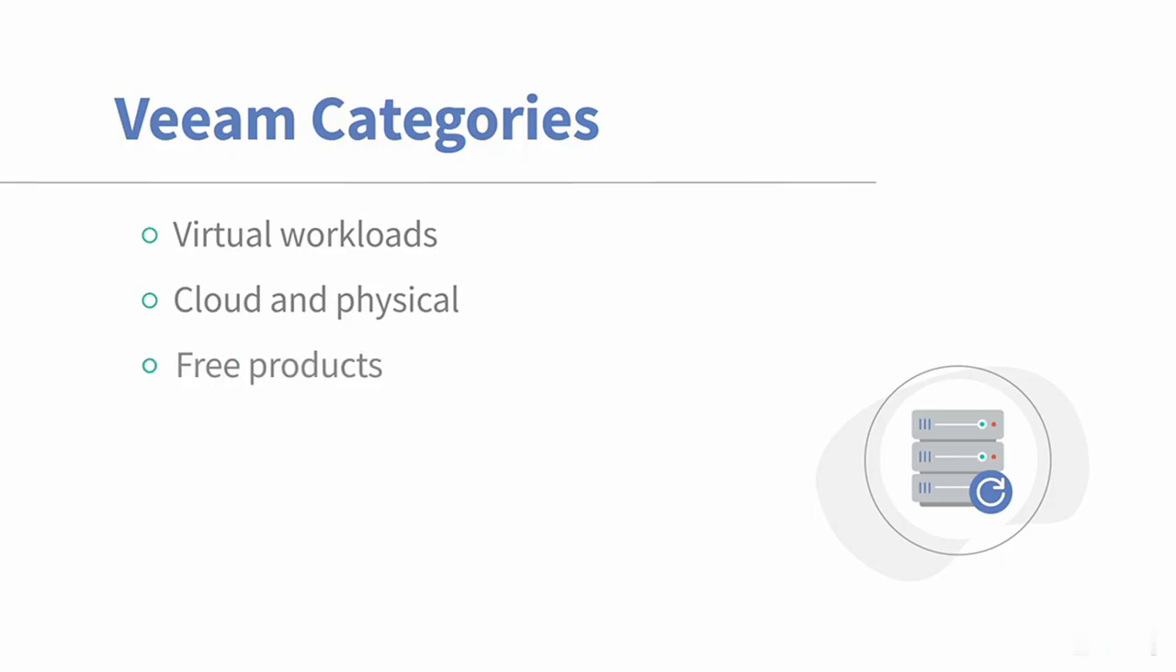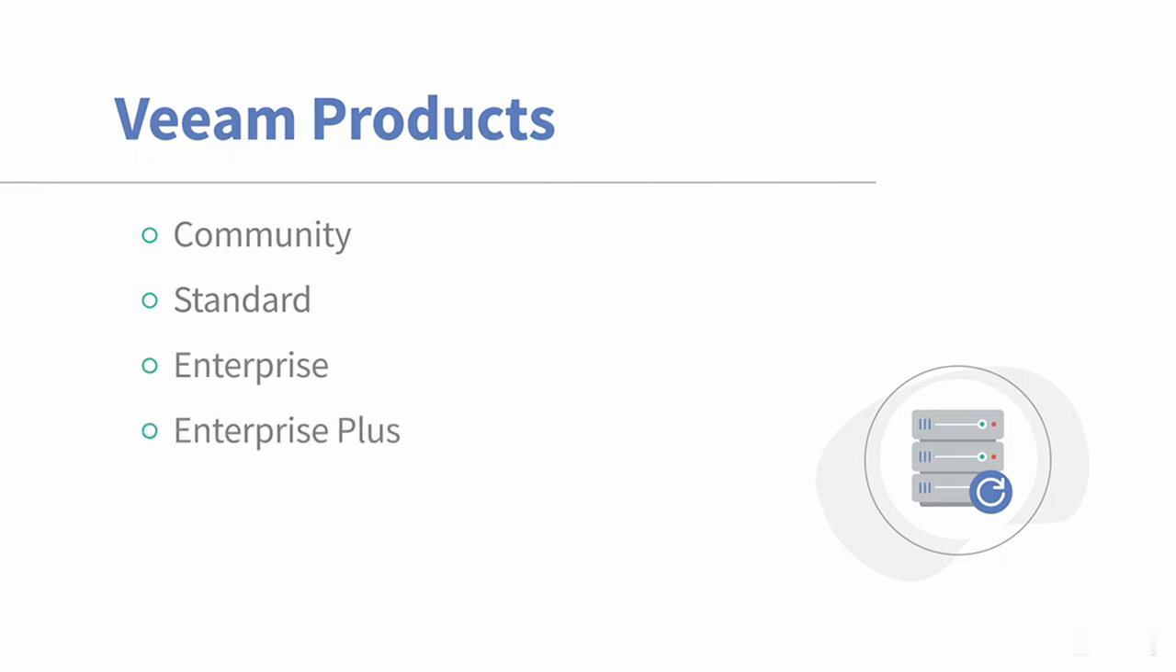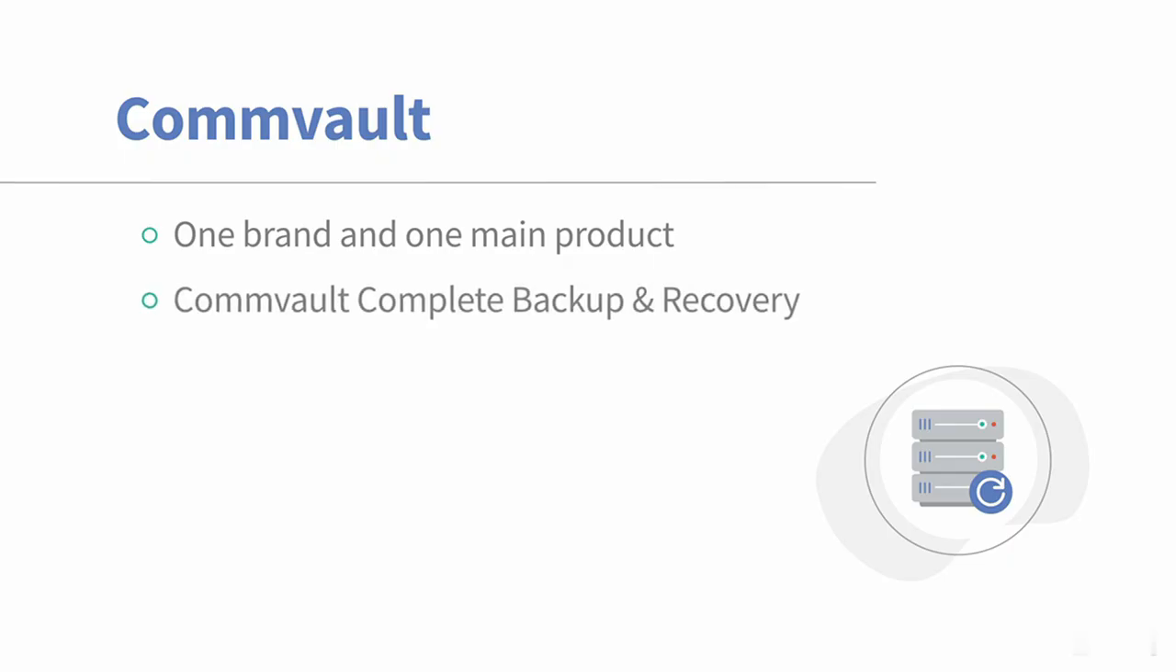They also offer a stripped down free version. Products are broken up into the features you want with each workload. The community version is free. The higher end products have better encryption, security, and more granular restore options for products like SQL and Microsoft Exchange Server. Unlike other vendors, Commvault has just one main product called Commvault Complete Backup and Recovery.